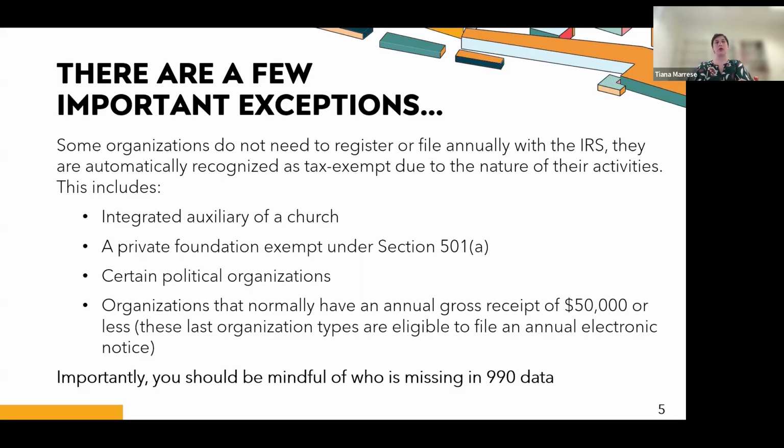This would include certain organizations such as auxiliaries of a church, private foundations that fall under a specific IRS code, certain political organizations, and then very small grassroots organizations, often those that have annual gross receipts of under $550,000, or organizations, again, that are outlined or may fall under these features, more specifically that are verified by the IRS. So really, it's just important that you should be mindful of who is missing in the 990 data, and when you draw conclusions, who might be left out from those conclusions.